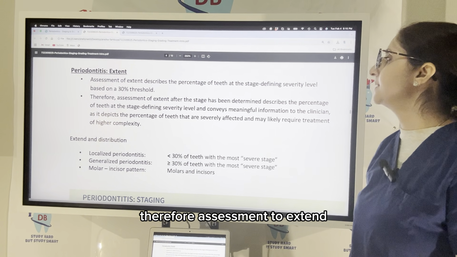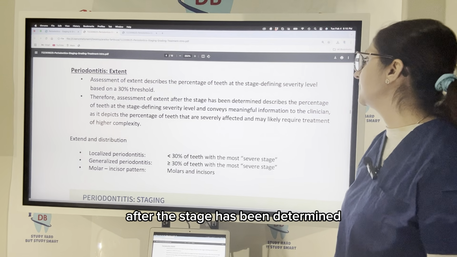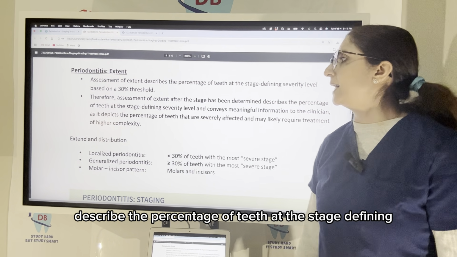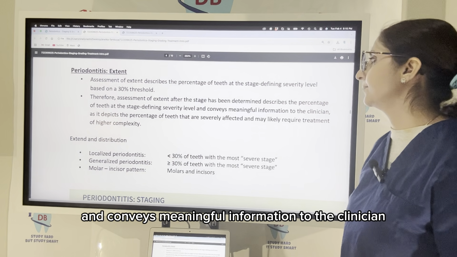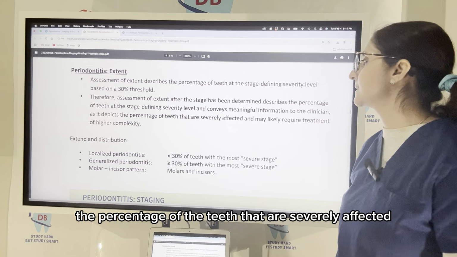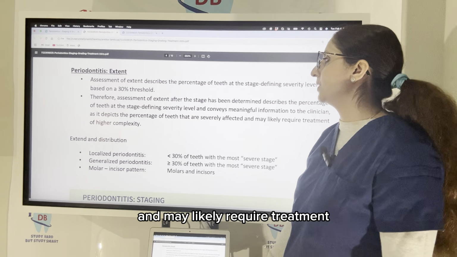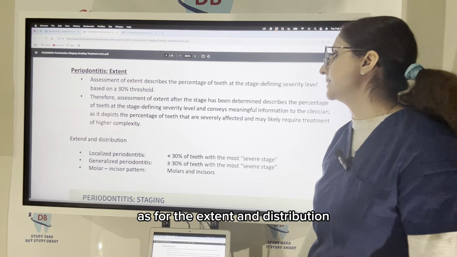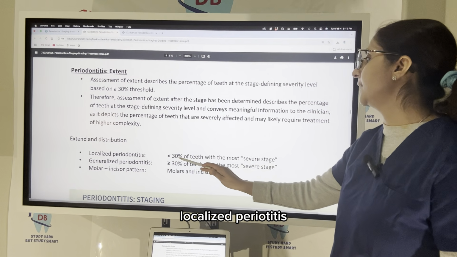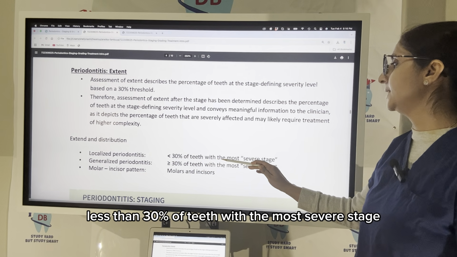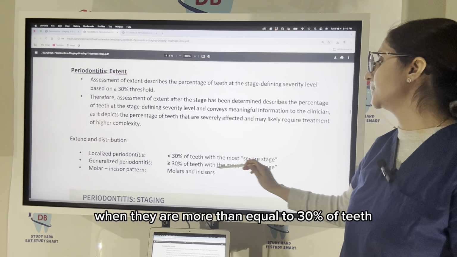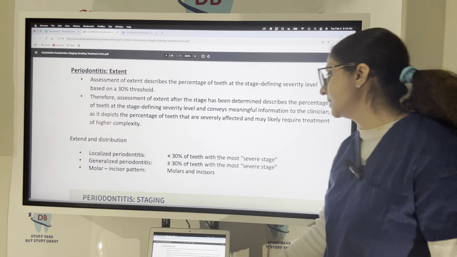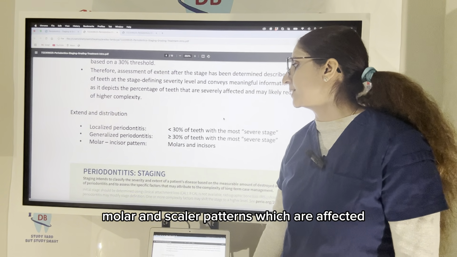Therefore, assessment of extent after the stage has been determined describes the percentage of teeth at the stage defining severity level, and conveys meaningful information to the clinician, as it depicts the percentage of the teeth that are severely affected and may likely require treatment. As per the extent and distribution, localized periodontitis is less than 30% of teeth with the most severe stage. Generalized periodontitis is when it is greater than or equal to 30% of teeth with the most severe stage. Molar incisor patterns can also be affected.